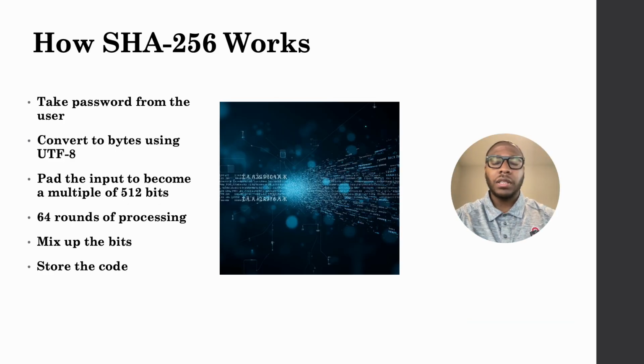So, how does SHA-256 actually work in our program? We take input from the user once it goes through an authentication process that makes sure the password is strong. Then we turn that password into bytes using UTF-8. Then we pad that input to make it 512 bits. Each chunk of the 512 bits goes through 64 rounds of processing where we flip, rotate, and add things to the bytes. At the end, we create a 64 character code that will be stored in our database.